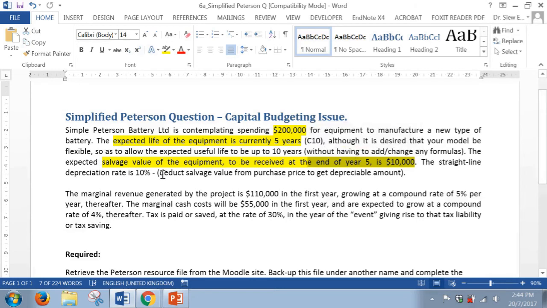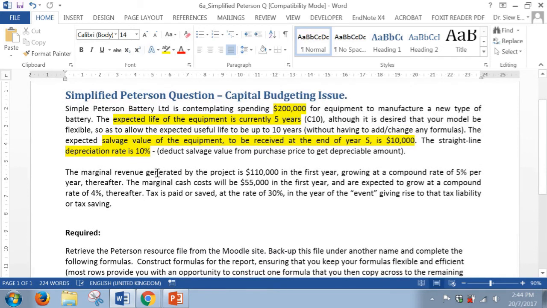The straight line depreciation rate is 10%. The marginal revenue generated by the project is 110,000, growing at a compound rate of 5% per year. And the marginal cash cost will be 55,000, and again growing by a compound rate of 4%.